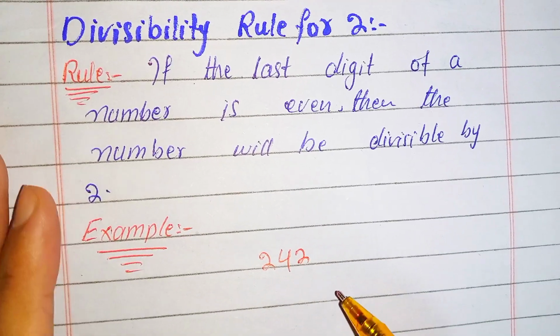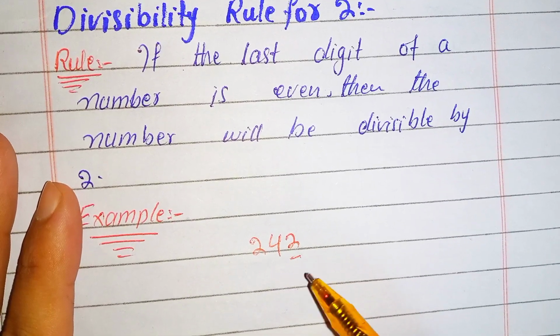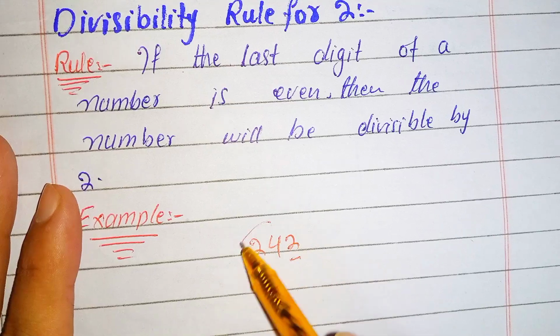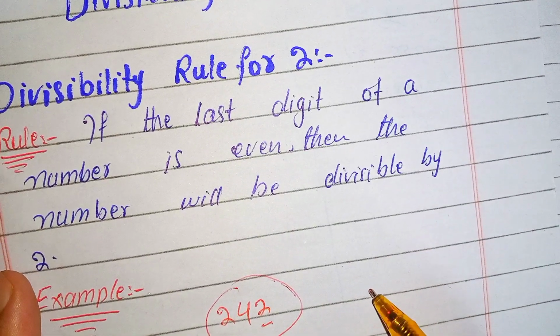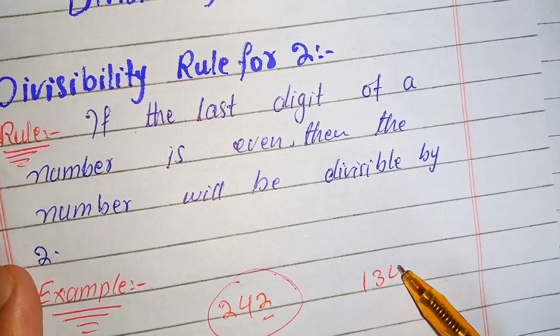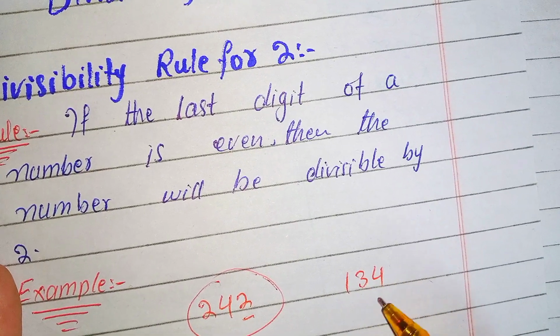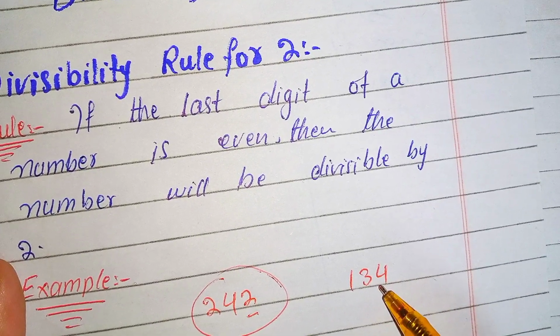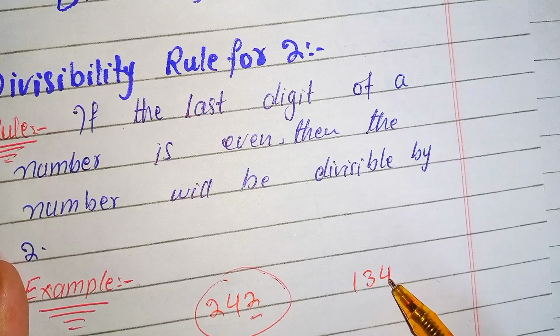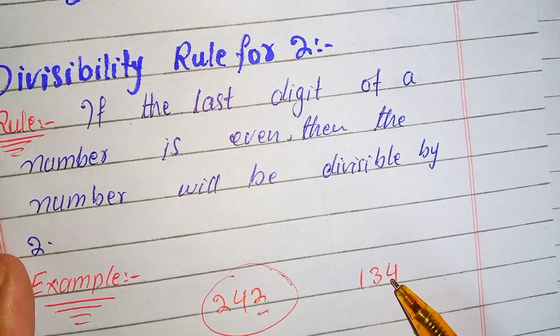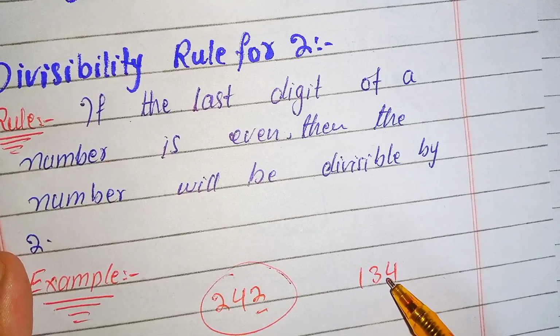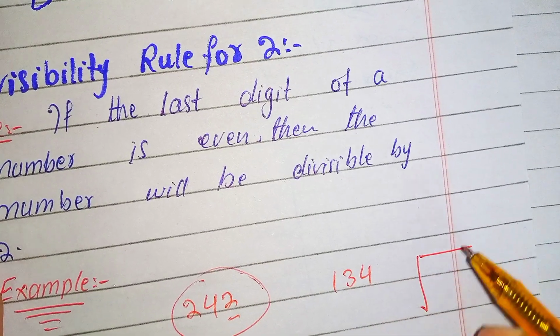242. Here we see that the last digit is even and this number is divisible by 2. Similarly, if we take another number, 134, then this number is also divisible by 2 because the last digit is even. Numbers whose last digit is even are divisible by 2. Let me explain this number.